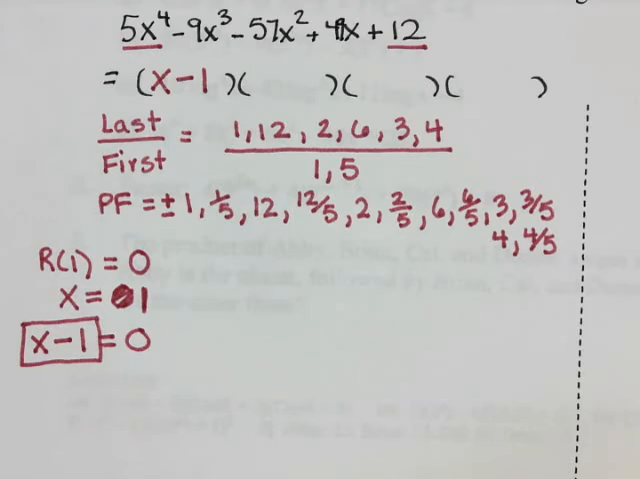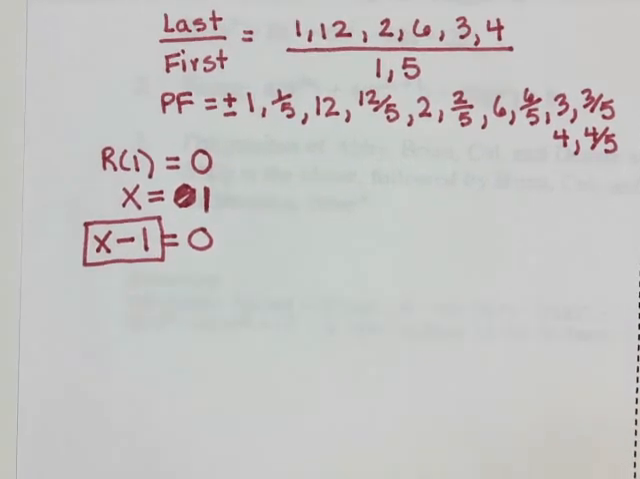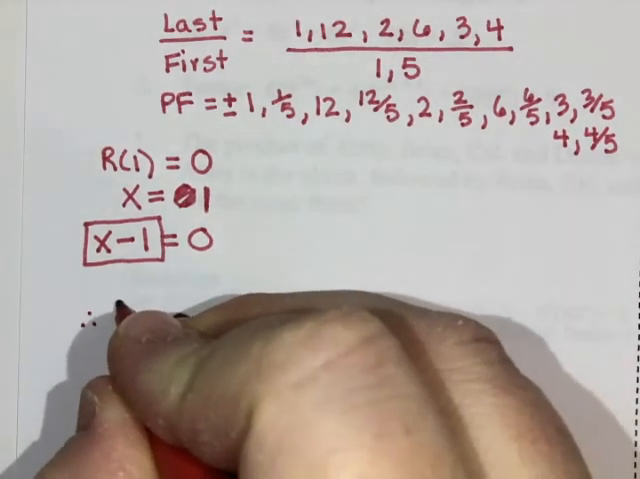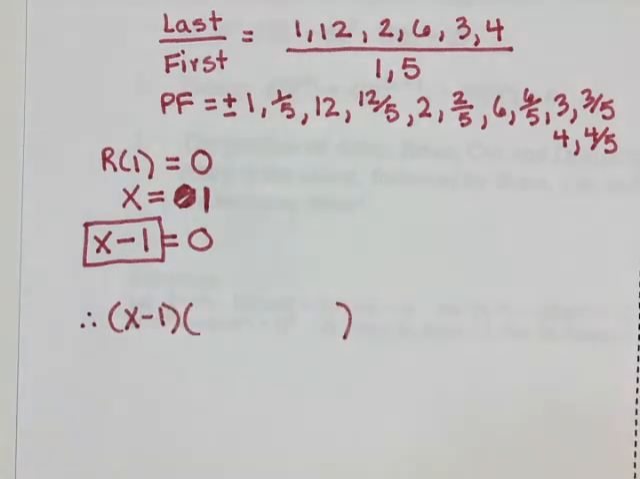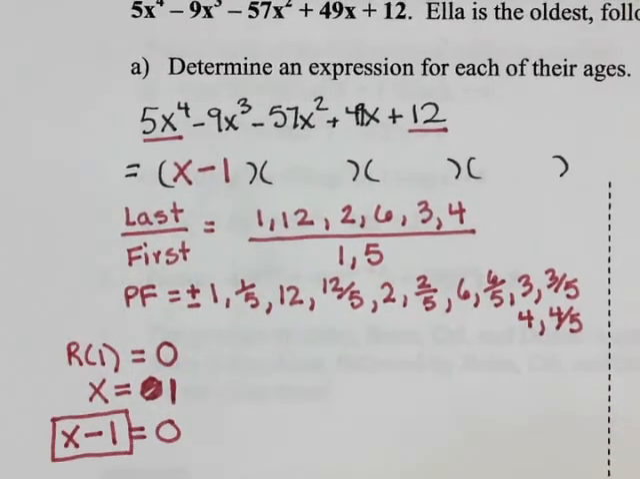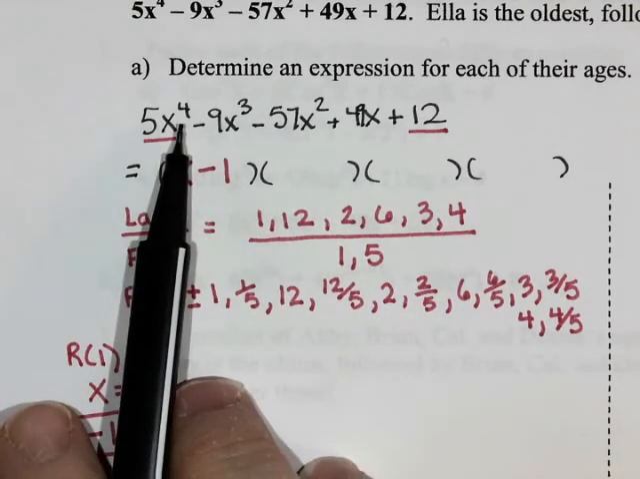Now, I don't know if that's Ella or Franklin or Greg or Hannah, but I know one of them is x minus 1. So that means down here, this part here is going to be x minus 1 times something. I just don't know what yet. So from here, I could keep testing values until I find one that actually gives me a remainder of 0 and try to see if I can find up to 4 of them. I say 4 of them because the degree here is 4.